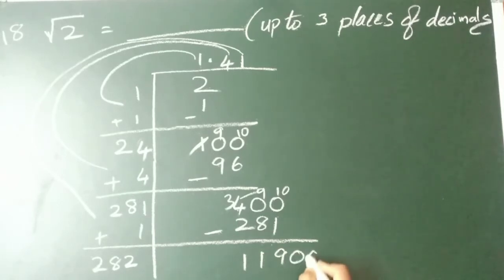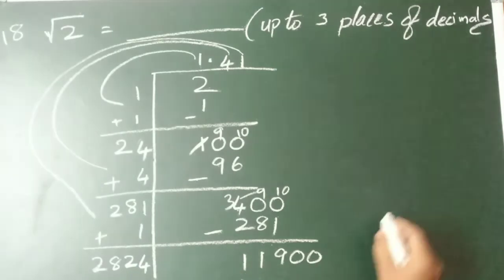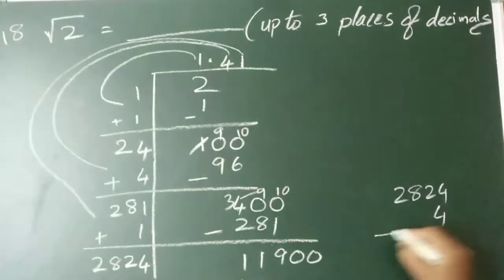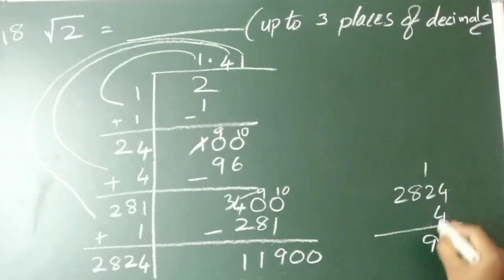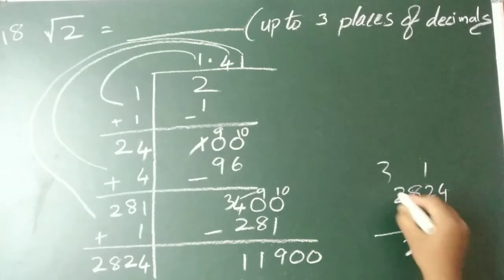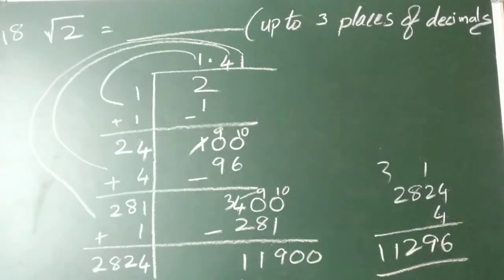Now once again 2 zeros because 119 is less than 282. So 2 zeros, now it's 11,000. Now 4's up. So 2, 8, 2, 4, 4's up. 4 fours are 16, upside 1; 4 twos are 8 plus 1 is 9; 4 eights are 32, upside 3; 4 twos are 8 plus 3 is 11. It is less than that, so I am writing here the 4. So 1, 1, 2, 9, 6. Subtraction: 10, 9, 8, so 10 minus 4 is 6, that's all.